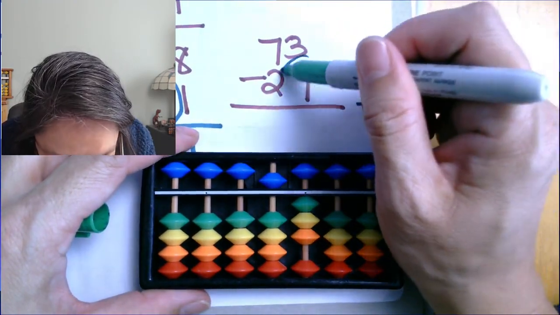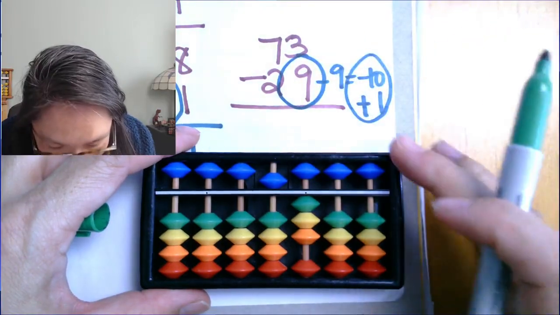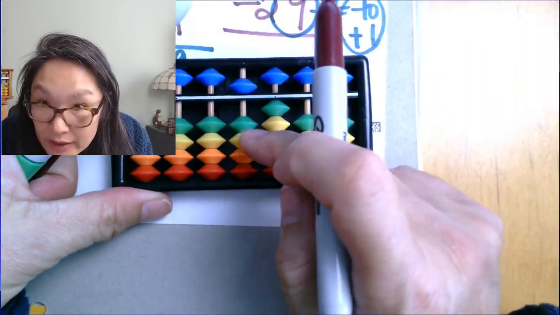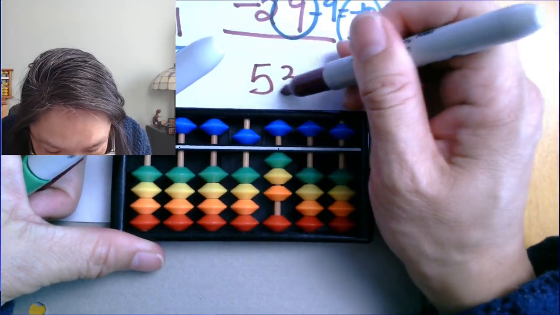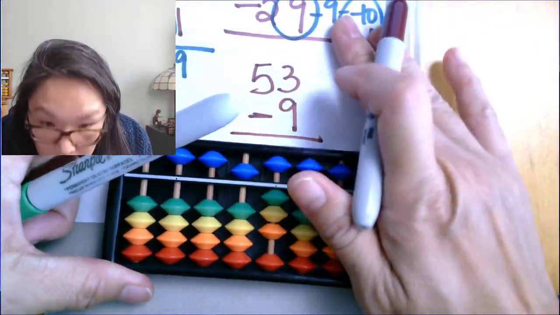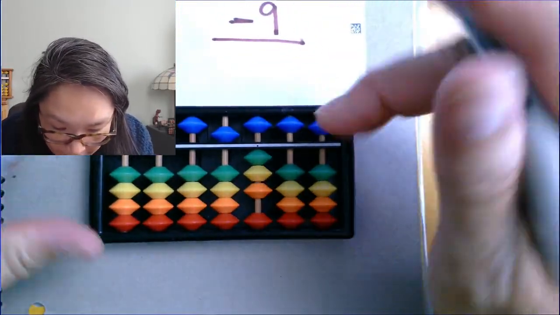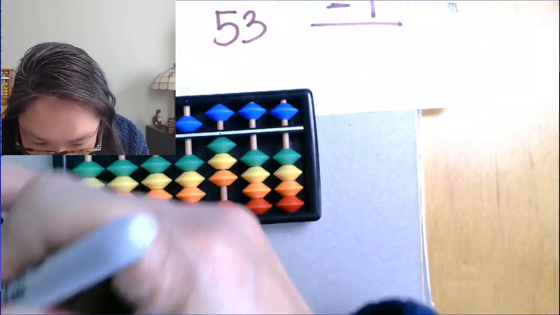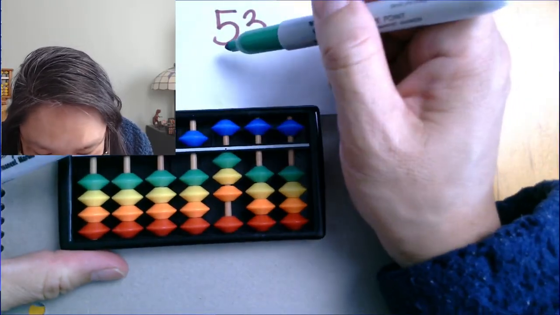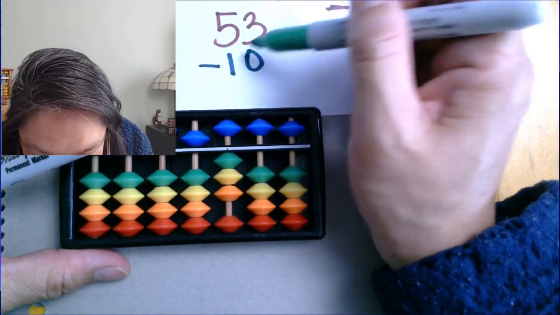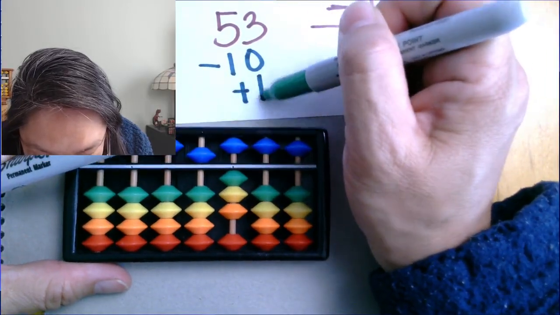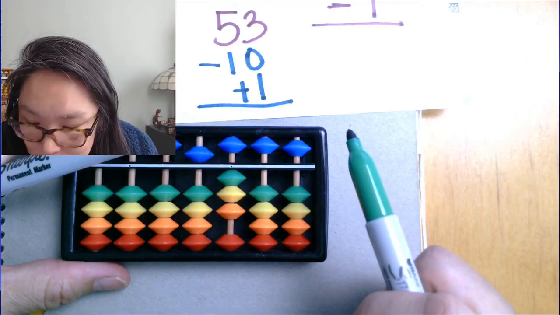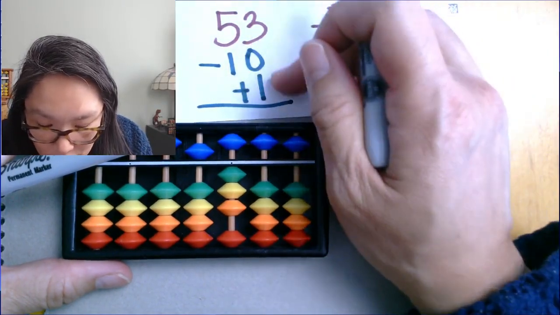So what I'm going to do, I'm going to circle this. I'm going to rewrite it. I've already done the minus 5. So I'm going to look at 53 minus 9. Then after that, I'm going to rewrite it again. 53. Here, minus the 10 plus the 1. So what are we going to do? We don't have enough beads.